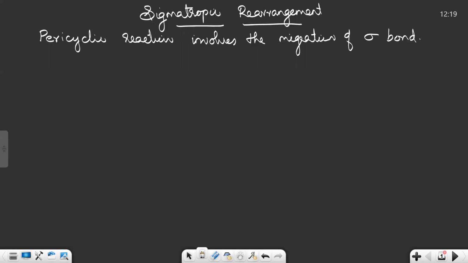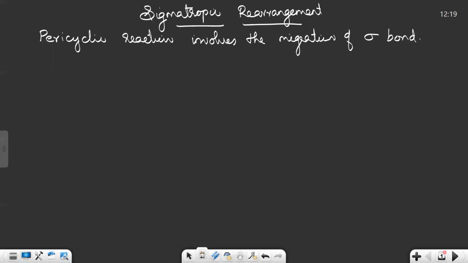It's a pericyclic reaction that involves the migration of a sigma bond. Second part of this, migration of sigma bond. That is very clear. One sigma bond moves from one atom to another atom. Now, what is this pericyclic reaction? Pericyclic reactions are reactions that move through a cyclic transition state. So if the transition state found in a particular chemical reaction is cyclic in nature, then you can call it a pericyclic reaction. So sigmatropic reaction is a pericyclic reaction that involves the migration of the sigma bond.